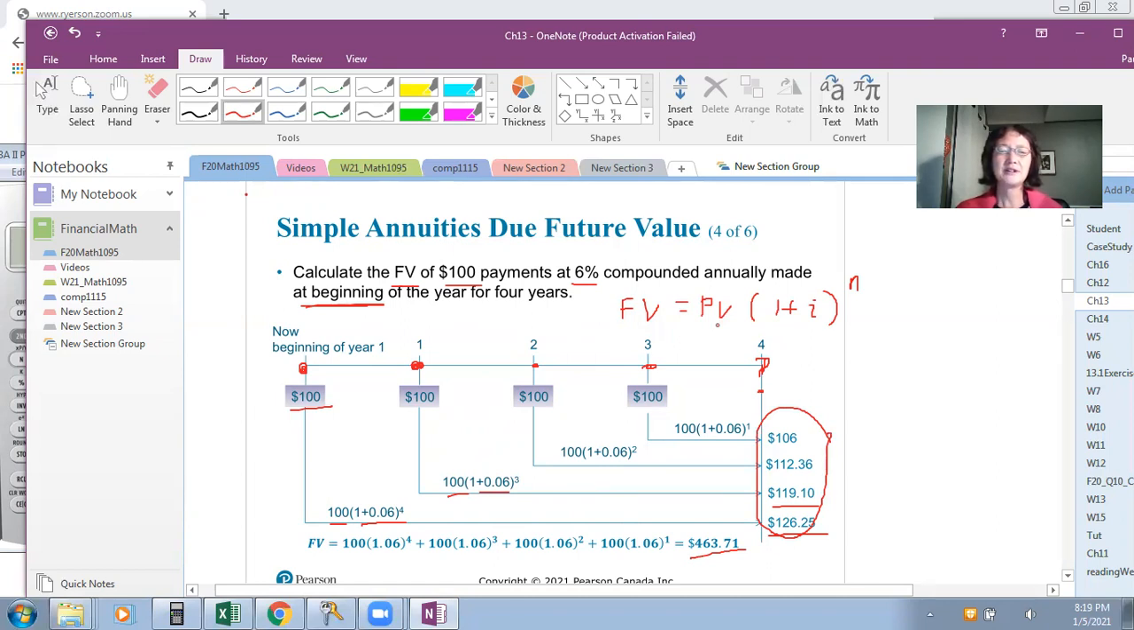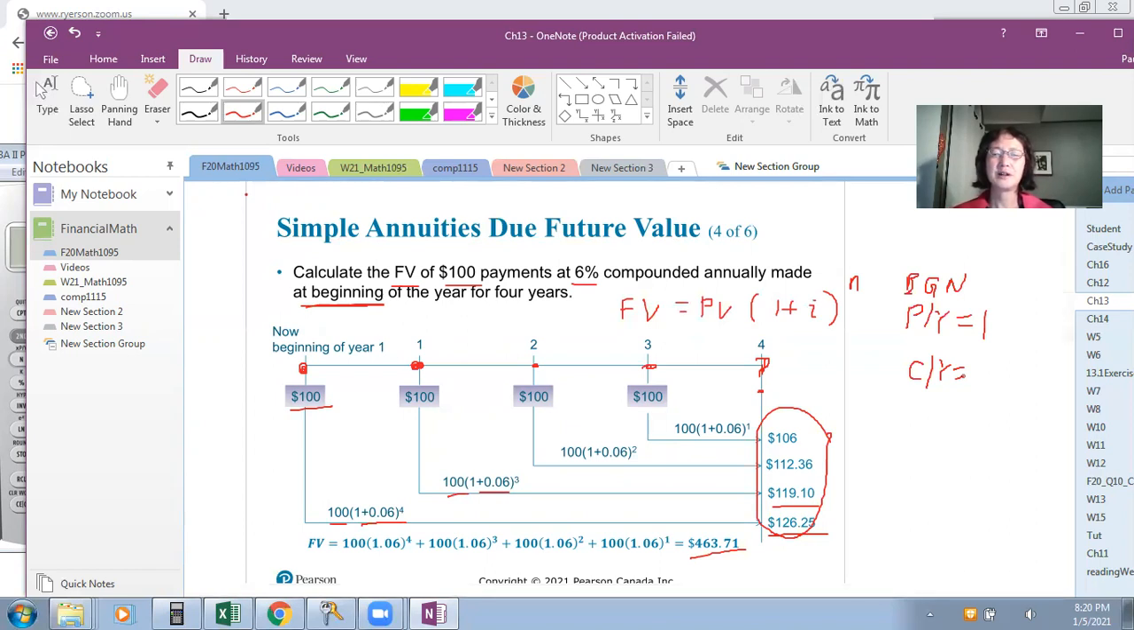The same question, if you use calculator, you need to set up calculator at begin mode, BGN mode. And then you need to set up PY. PY is 1. 1 year, you make 1 contribution. CY represents number of compounding period. So interest is compounded annually. So CY equal to 1.